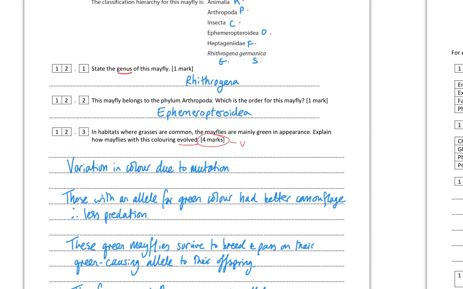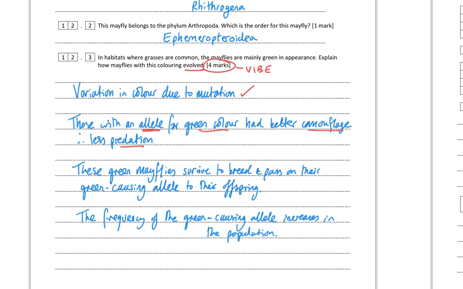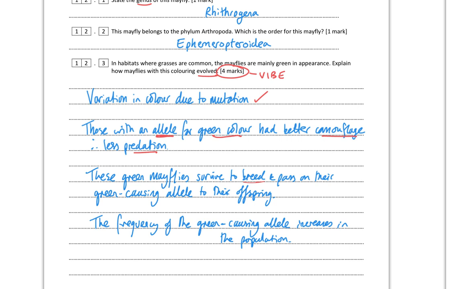So I always teach VIBE, which is variation due to mutation. Good. I stands for intra-specific competition, so these mayflies are competing with the rest of their species. Well, those that are green will have better camouflage, and therefore they'll have less predation. But I have to talk about an allele: those with an allele for green colour. And then these green mayflies survive to breed, critical I say that, and pass on their green-causing allele to their offspring. I need all those 3 words: breed, allele, offspring.